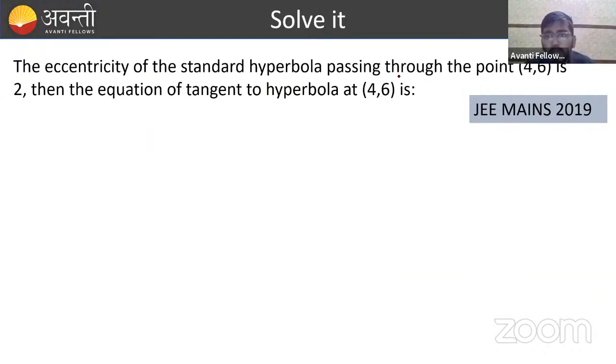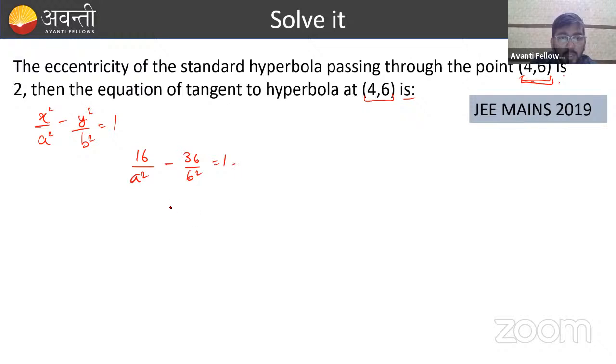The eccentricity of the standard hyperbola passing through the point (4, 6) is 2. Then what is the equation of the tangent to the hyperbola at (4, 6)? Let's consider the standard hyperbola as x²/a² minus y²/b² equals 1. First of all, we will obtain a relationship by substituting this point, since it has been given that this hyperbola passes through (4, 6). So we will get 16/a² minus 36/b² equals 1.